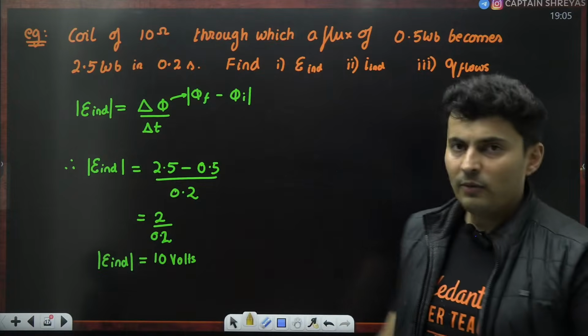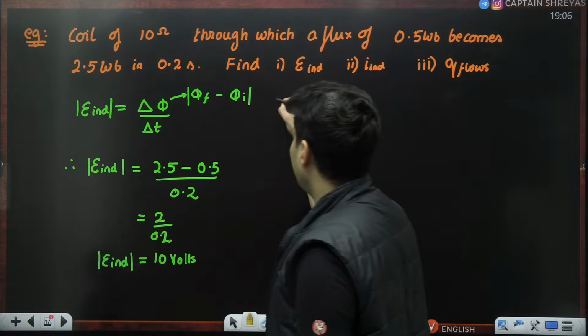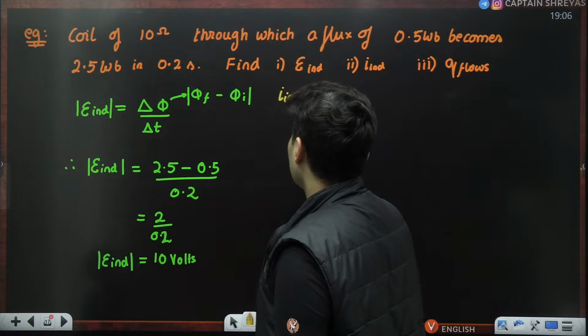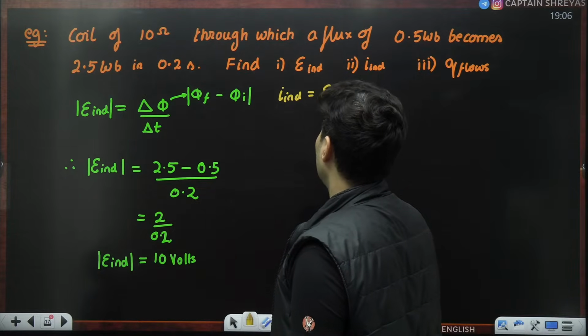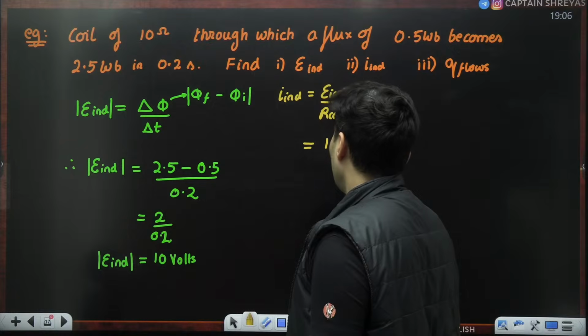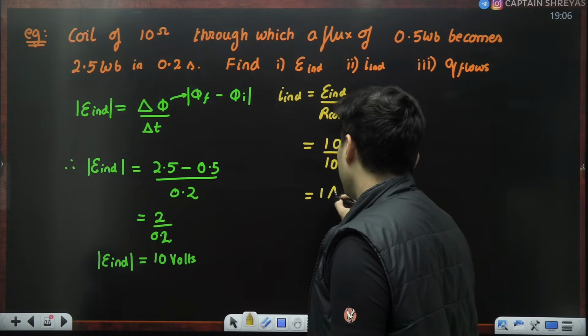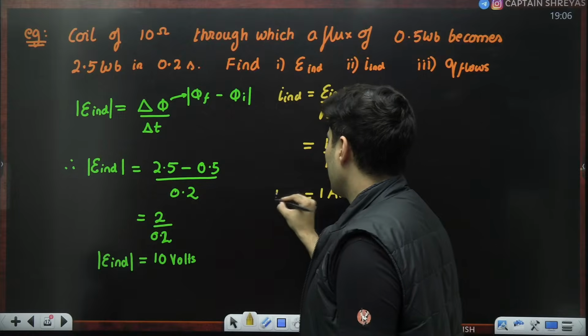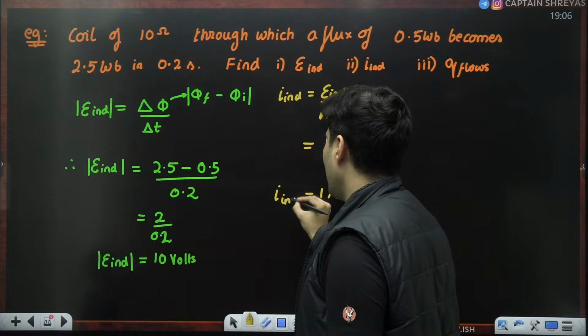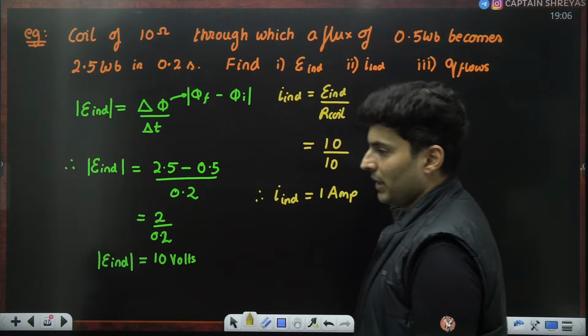Cool. Can we find the current also? Why not? The induced current is always the induced EMF divided by the resistance of the coil. This is Ohm's law. Voltage was 10, coil resistance was also 10. That means the current will be 1 ampere. So an average of 1 ampere is induced within the coil.